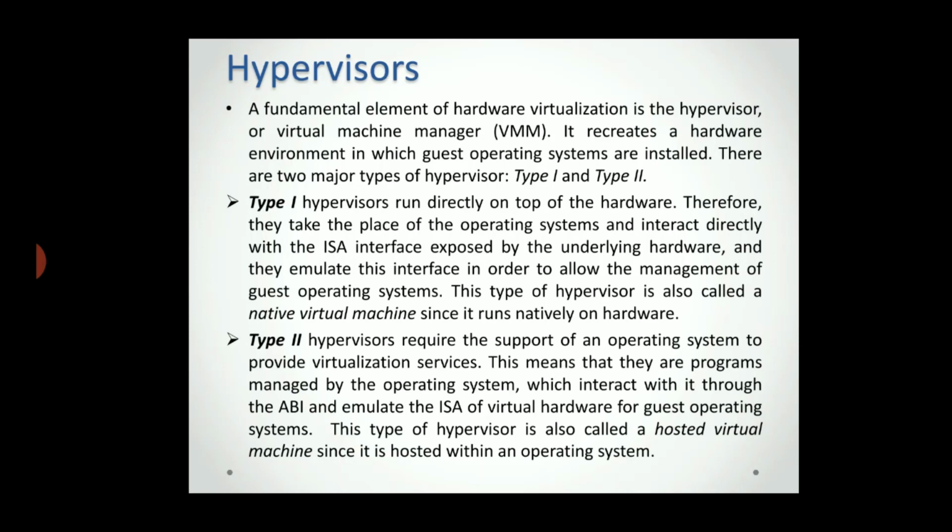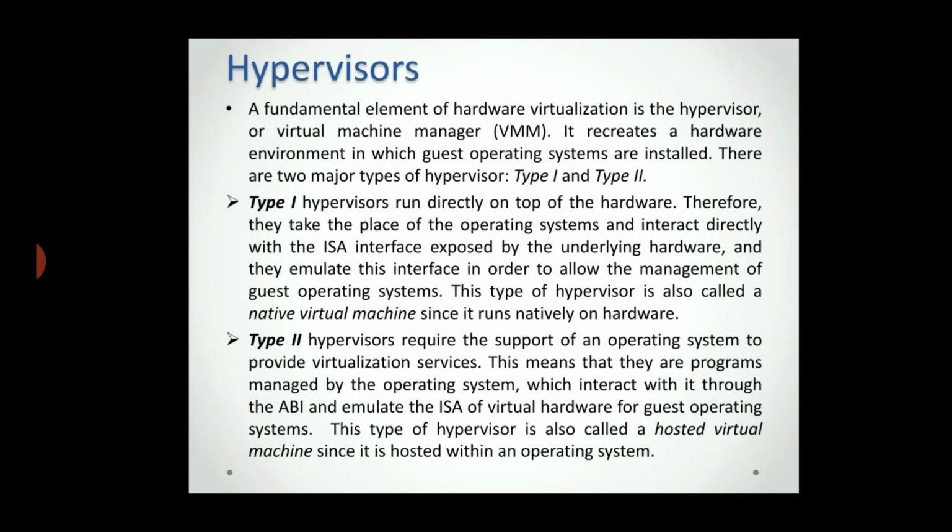Type 1 hypervisors run directly on top of hardware, therefore they take the place of an operating system and interact directly with the ISA interface exposed by the underlying hardware, and they emulate this interface in order to allow the management of operating systems. This type of hypervisor is called a native virtual machine since it runs natively on hardware.